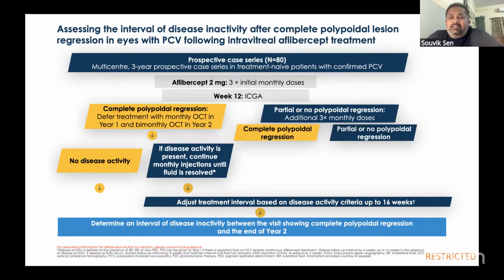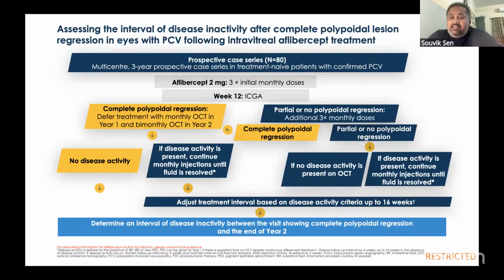If we do that, then it comes down to two groups again. Either there'll be a complete polyp regression, in which case we go back to the former protocol of deferring treatment with monthly OCT in the first year and bi-monthly OCT in the second year. Or, if there's partial or no polypoidal regression, which means there's a high chance of activity, then we have to again assess the level of activity. Should we continue monthly injections or should we treat and extend? And if there is no activity, we still have to wait and watch, and we may continue injections, but at much larger intervals. So these are the two groups.